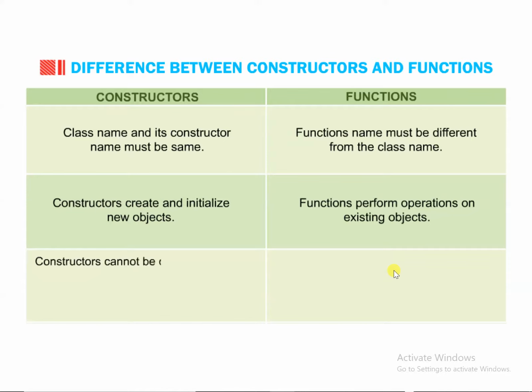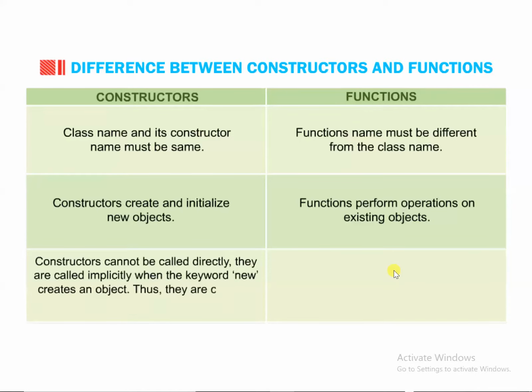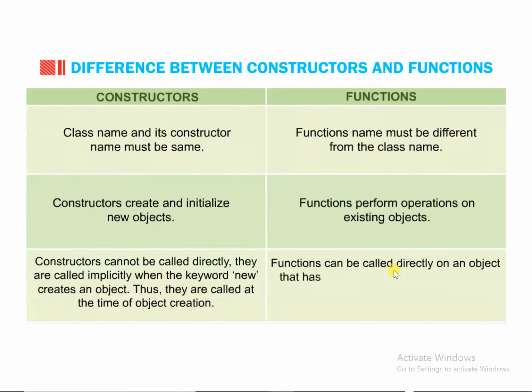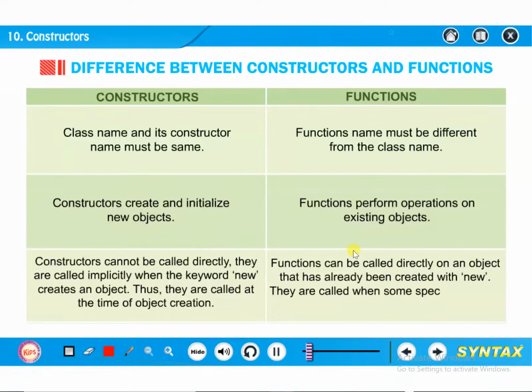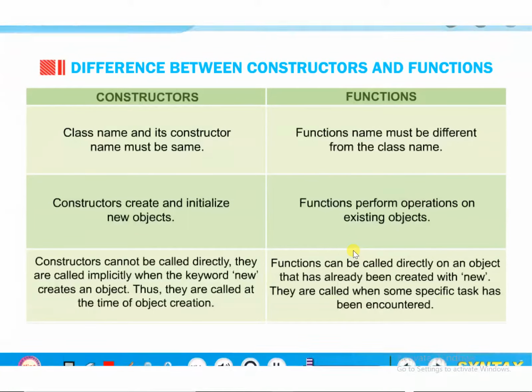Constructors cannot be called directly, they are called implicitly when the keyword new creates an object. Thus, they are called at the time of object creation. Functions can be called directly on an object that has already been created with new. They are called when some specific task has been encountered.